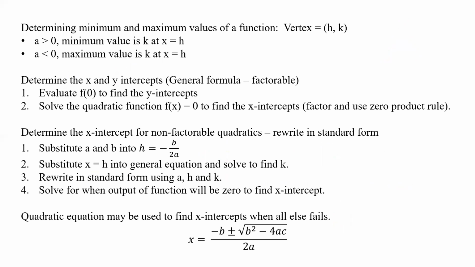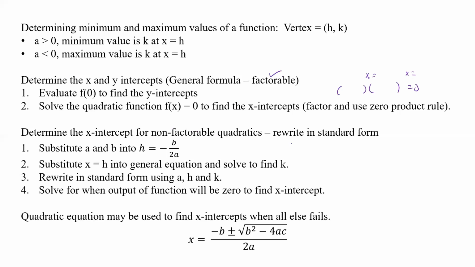Okay, so that's how we're going to use our vertex to find the minimum and maximum values. Then we're going to determine the x and y intercepts. And from the general formula, if it's factorable, now that's the big key, we evaluate f of 0 to find the y-intercept. Then we have to solve the quadratic function f of x equals 0 to find the x-intercepts: factor, and then use our zero product rule. So we'll factor it into two things, set each factor equal to 0, and then we'll have x equals and x equals, or whatever our variable is. And so that's going to be our intercepts. Now that's only when it's factorable.